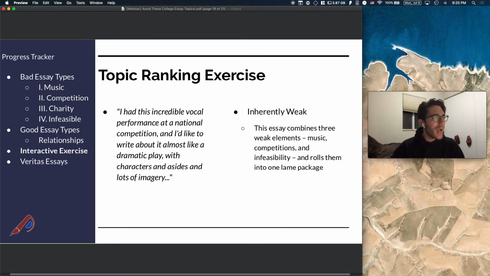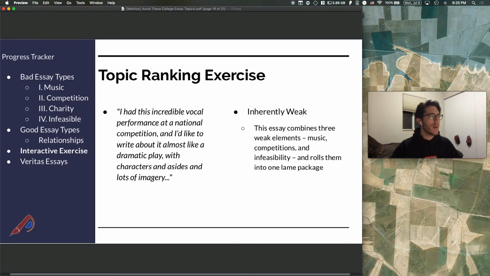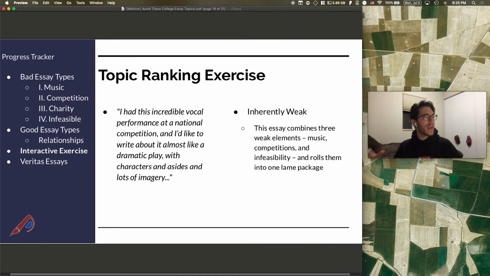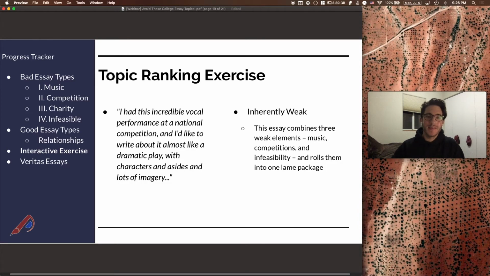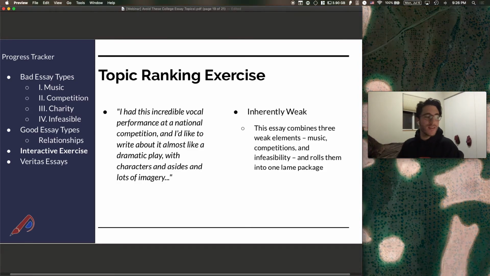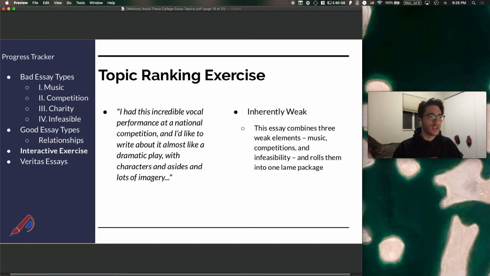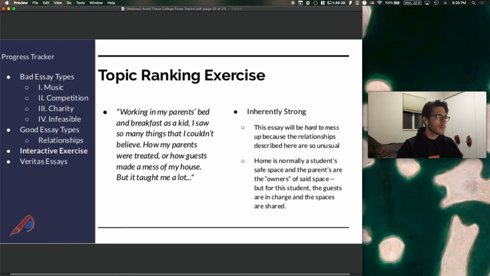Next, I had this incredible vocal performance at a national competition, and I'd like to write about it almost like a dramatic play, with characters and asides and lots of imagery. This is weak. It's basically combining a music essay, a competition essay, and it's likely infeasible because you're trying to do so much in 650 words.